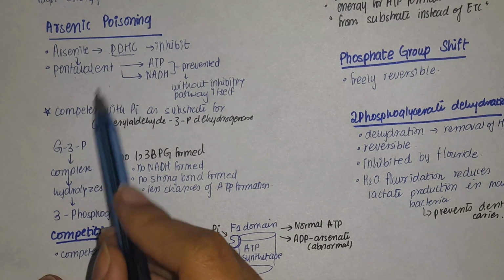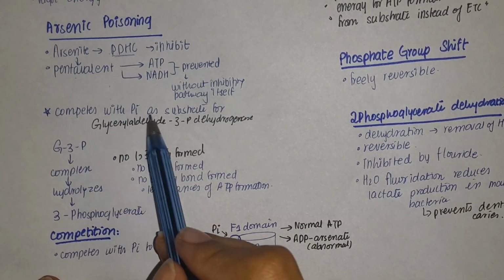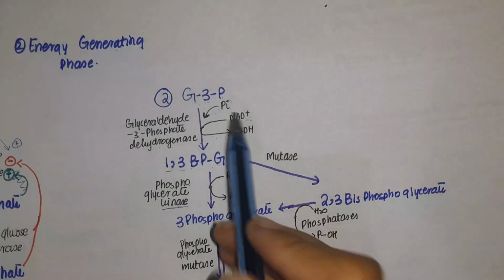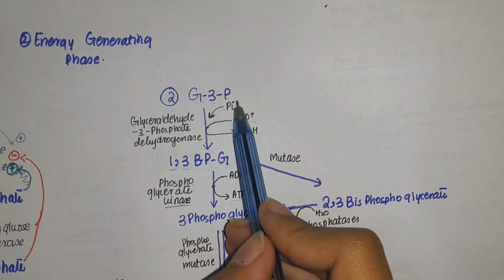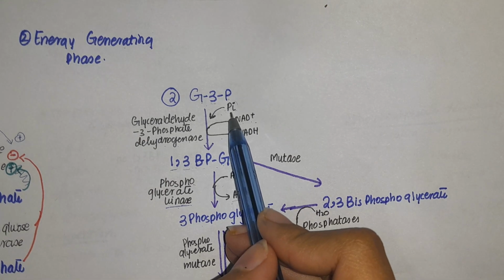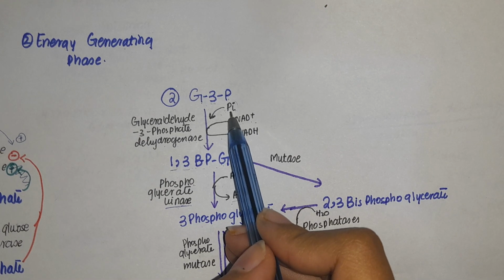So this arsenate now competes with inorganic phosphate as a substrate for glyceraldehyde 3 phosphate dehydrogenase. So this arsenate will now have a competitive type of relationship with this inorganic phosphate.